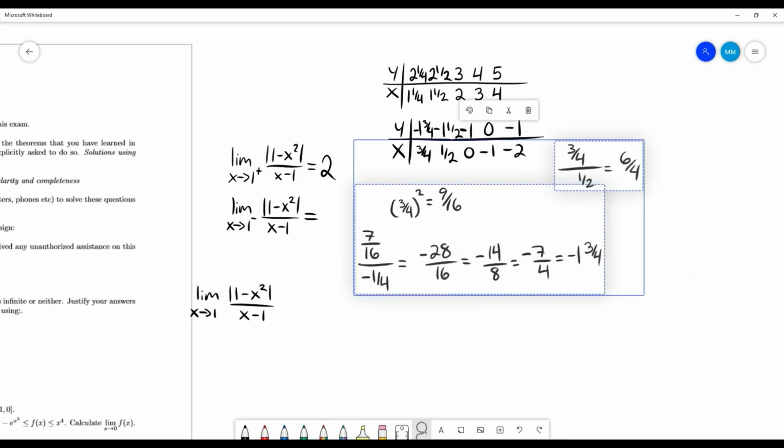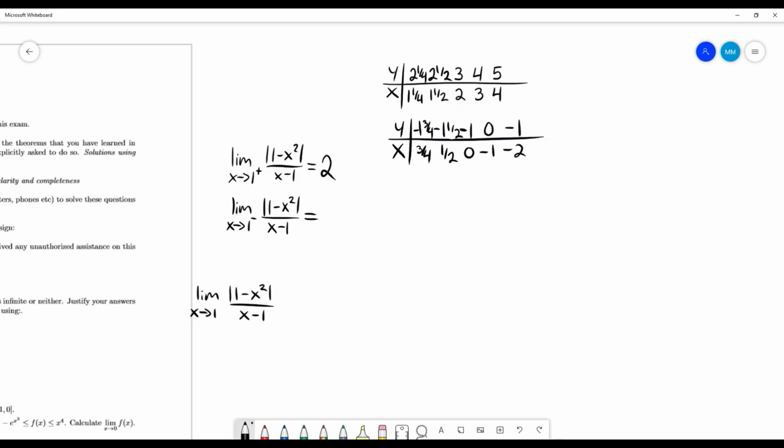Sorry about that. Okay. But we see that approaching from this way, it's getting closer and closer to a -2. So although these limits are both approaching a 2 of sorts, since this one's positive and this one's negative, this limit diverges and therefore does not exist.